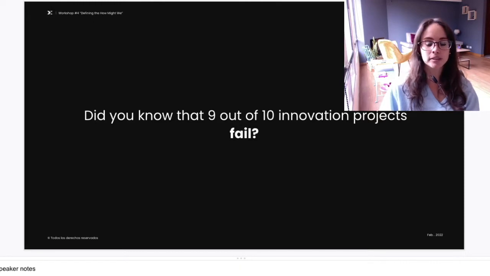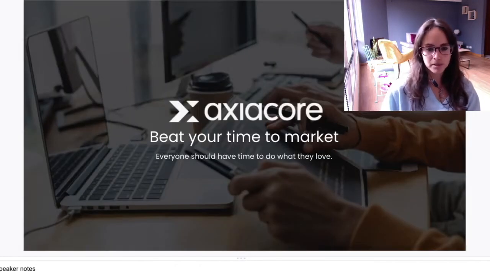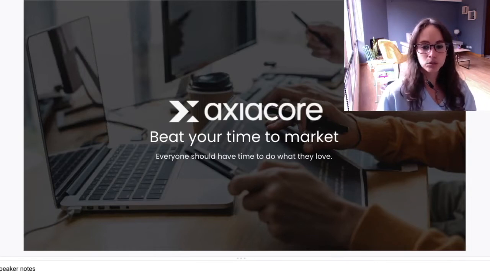It's very important to understand and realize that 9 out of 10 innovation projects fail because they don't really know what the big challenge is and what problem or need they are solving. Our purpose is to beat your time to market, because everyone should have time to do what they love instead of being frustrated wasting time in software and digital ideas that are not worth it.